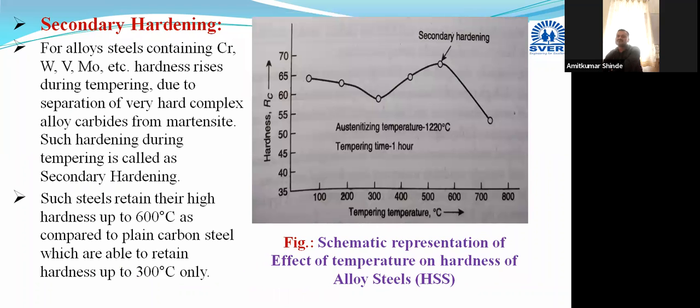And there is secondary hardening. If we are doing the tempering process on alloy steels that contain hard elements like chromium, tungsten, molybdenum, and vanadium, then they form alloy carbides, which are very hard in nature, and they increase the hardness. This is termed as secondary hardening, and this hardness is retained at high temperatures up to 600 degrees Celsius, compared with plain carbon steel, which keeps its hardness up to only 300 degrees Celsius. This is the schematic representation of the effect of temperature on the hardness of alloy steels.